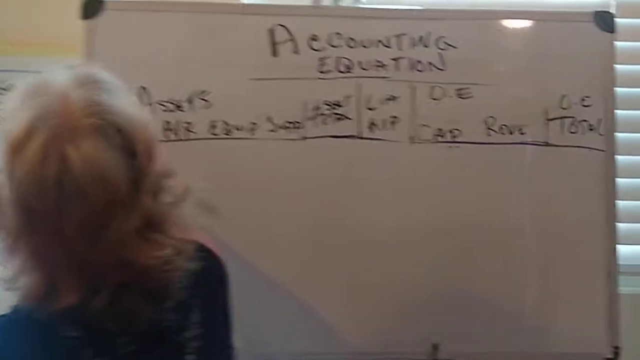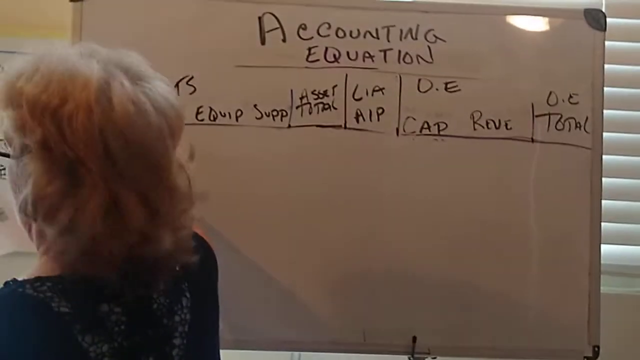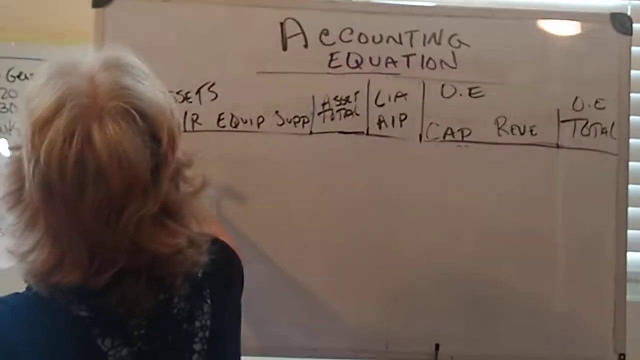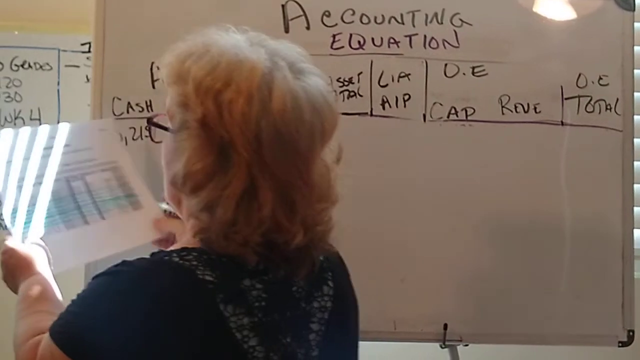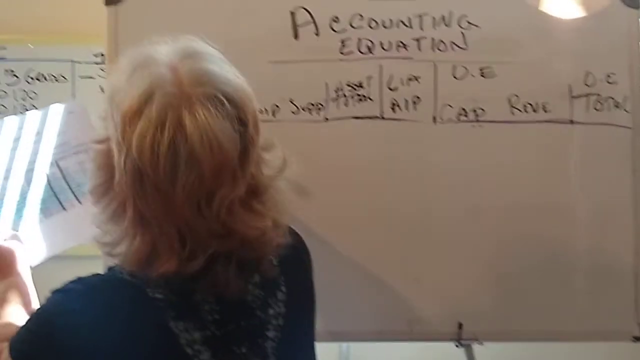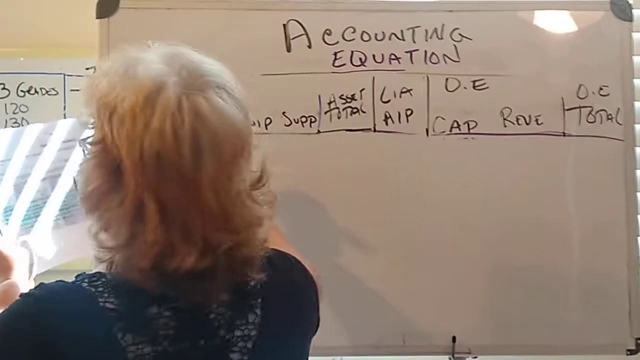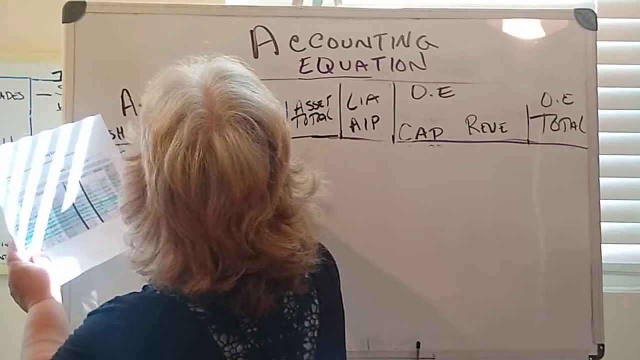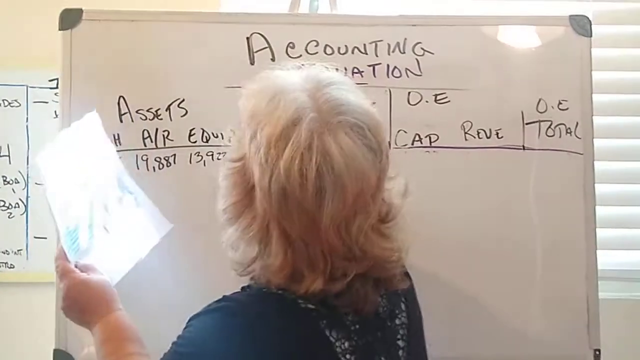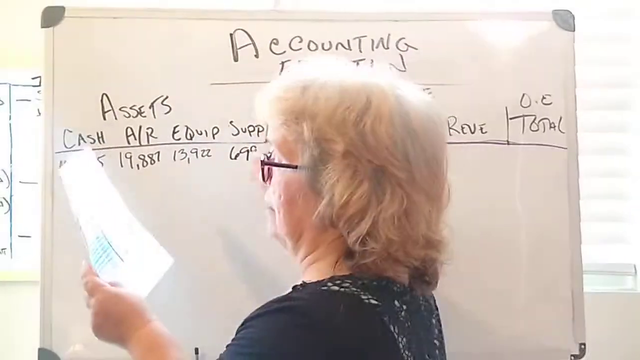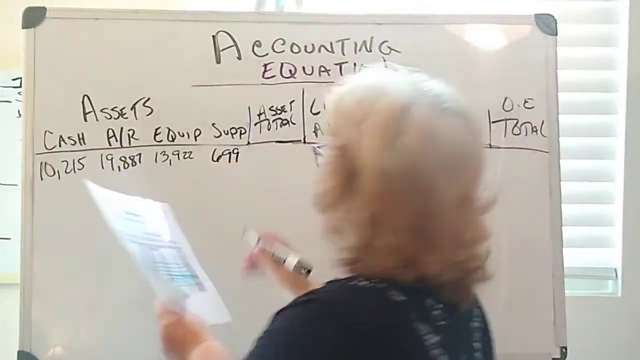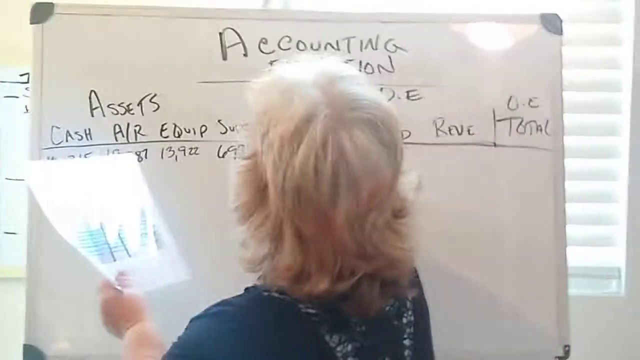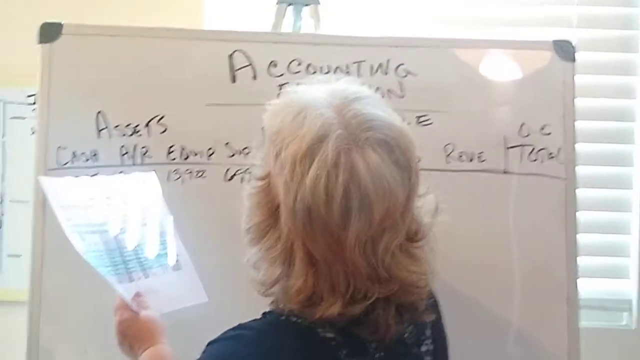Okay, number 10. Starts out with $10,215 for cash. Accounts receivable, 19,887. Equipment, 13,922. And supplies, 699, giving a total assets of $44,723.